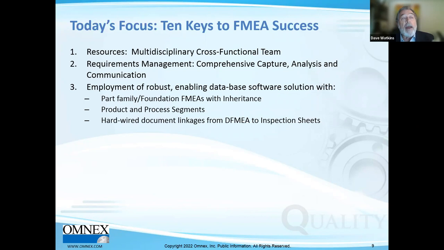They have to be able to create and manage part family or foundation FMEAs. They have to be able to create and employ product and process segments. That is, foundation documents that can be strung together as part of a design FMEA or part of a process FMEA. And there have to be hardwired document linkages between the DFMEA and failure modes and effects in a PFMEA, between a process flow, a PFMEA, and a control plan. Any change to any one of those documents has to be reflected in the other documents, and it has to happen automatically through the software.